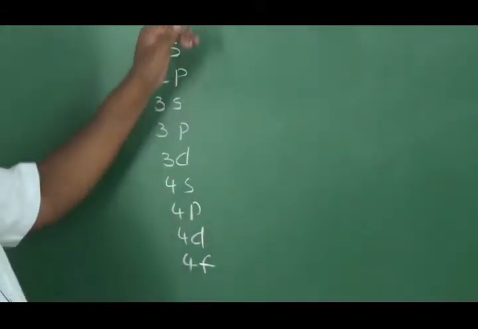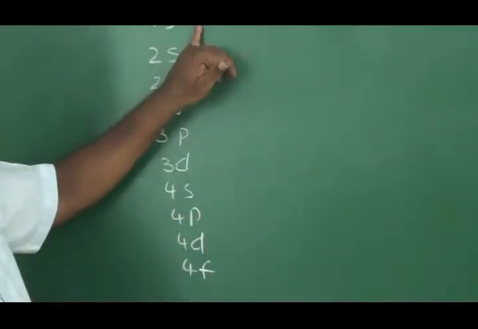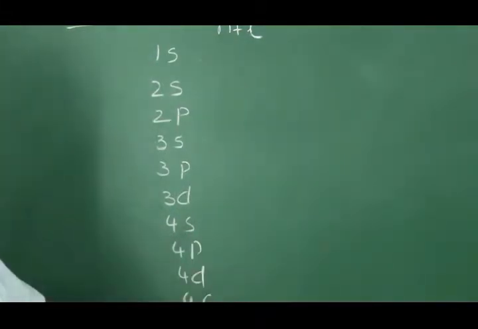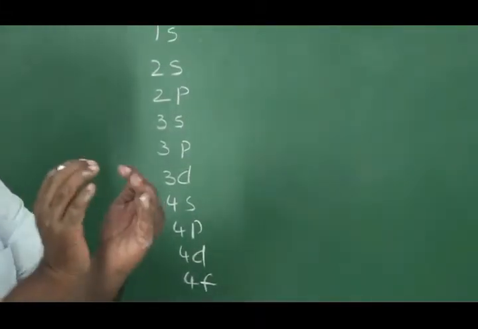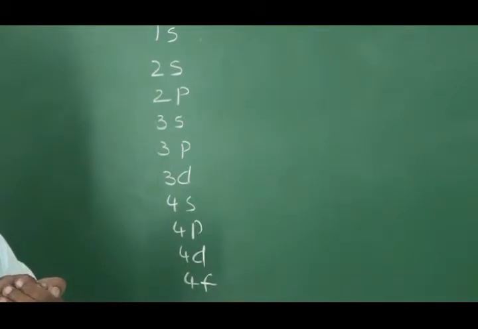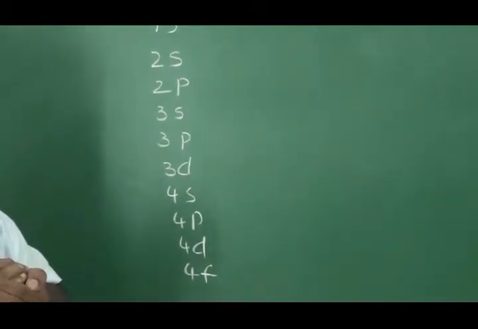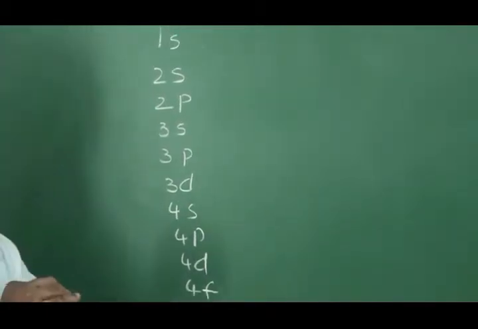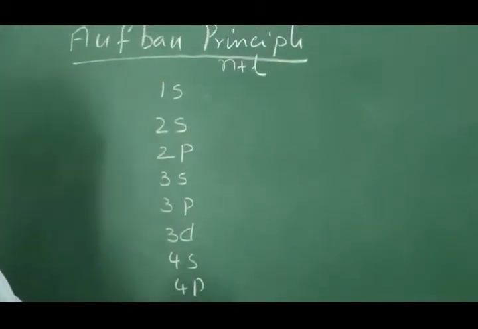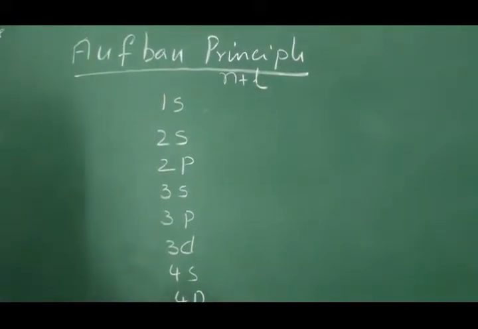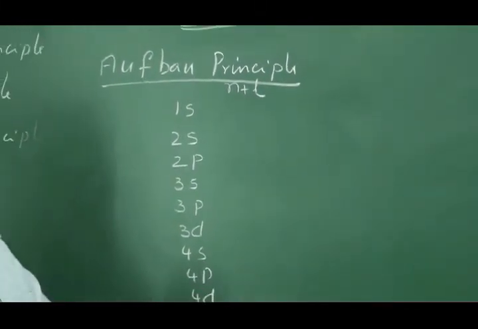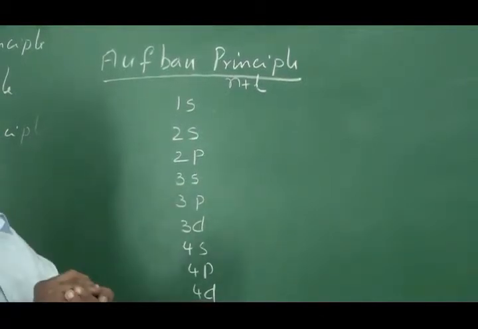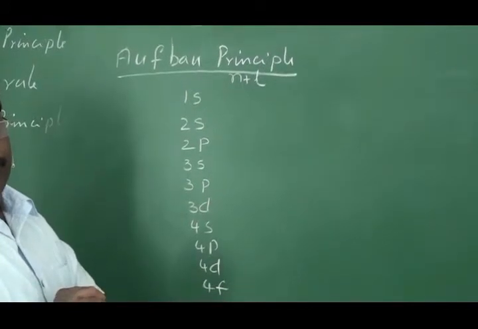L value means for s, L is equal to 0, for p, L is equal to 1, for d, L is equal to 2, for f, L is equal to 3. So the combination of these two values will give us the relative energy. The orbital with the least n plus L value will have least energy. The orbital with high n plus L value will have high energy. So when electrons enter into the atomic orbitals, the orbital with least energy will be filled first.